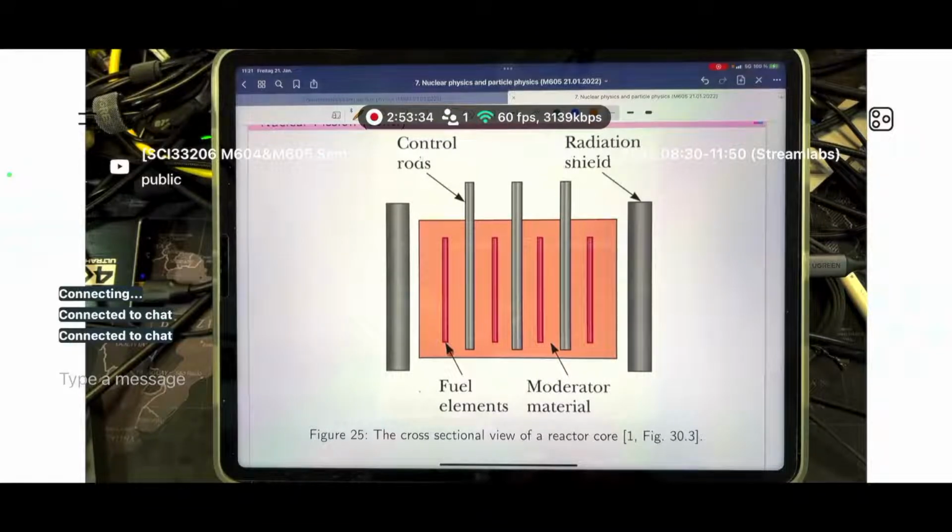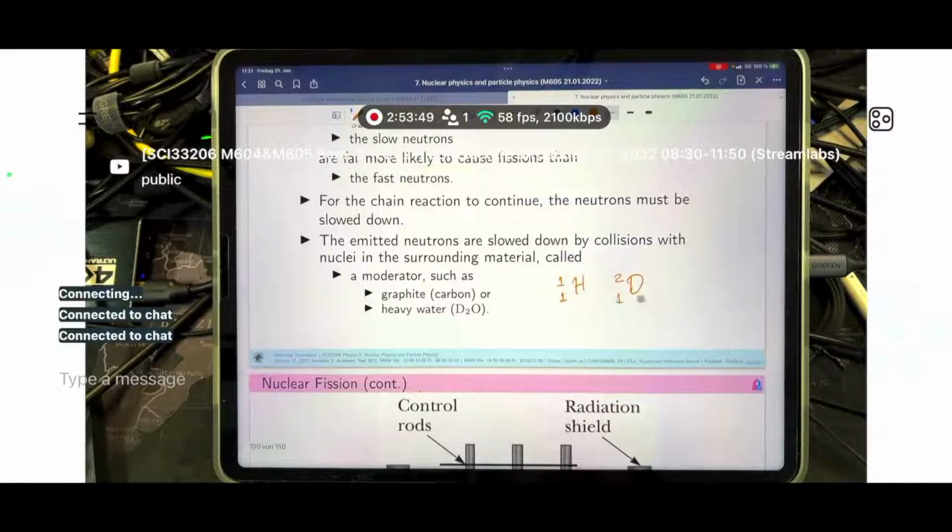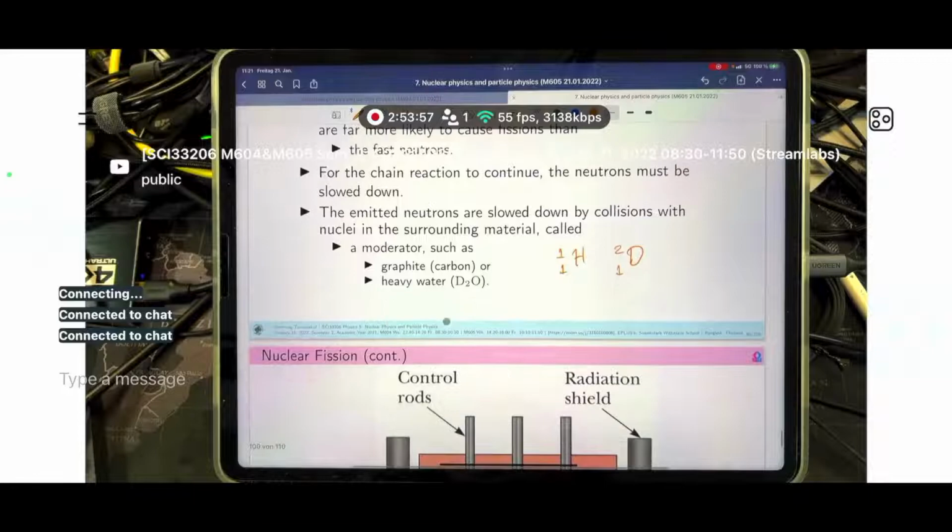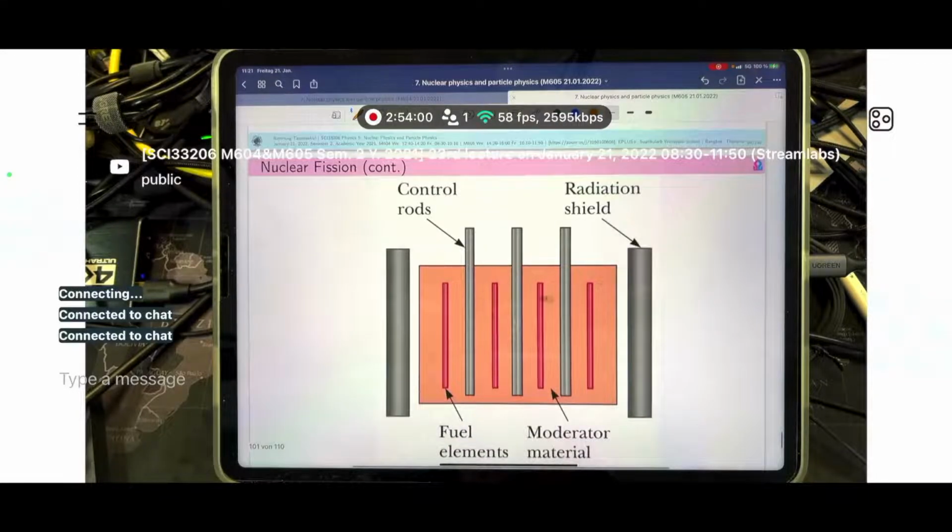Yes, we have fuel elements. That's the bar of uranium-235. And we have moderator material in terms of graphite or heavy water. And as I told you, heavy water is made of deuteron. Deuteron together with oxygen, right? We get D2O, which is a kind of water, but it's not water for drinking. It is water to cool down the whole process here in the nuclear power plant.